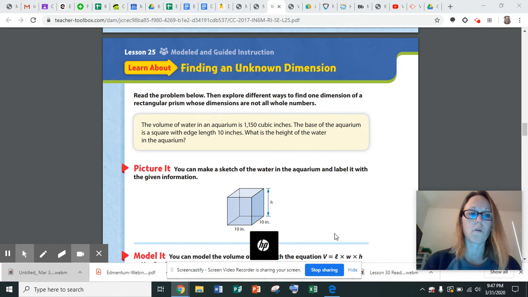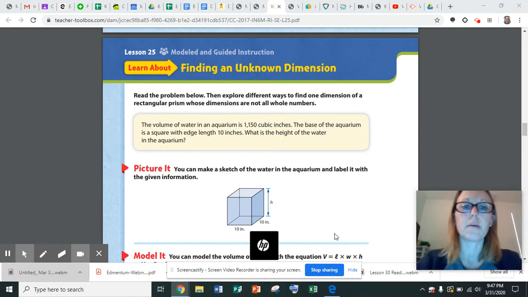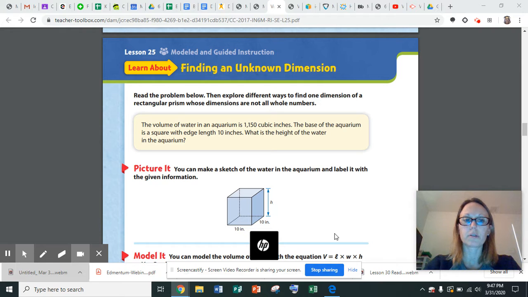I wanted to go over pages 290 and 291 that you worked on yesterday. Page 290 at the top is called Finding an Unknown Dimension. So the first problem, we're basically going to be exploring different ways to find one dimension of a rectangular prism whose dimensions are not always whole numbers. So we're still working with fractions again.